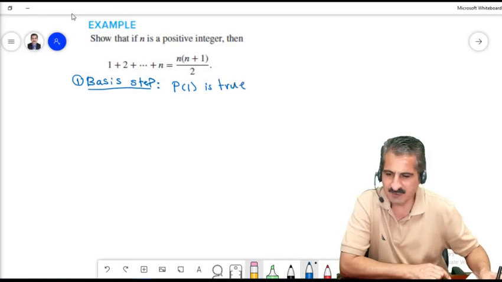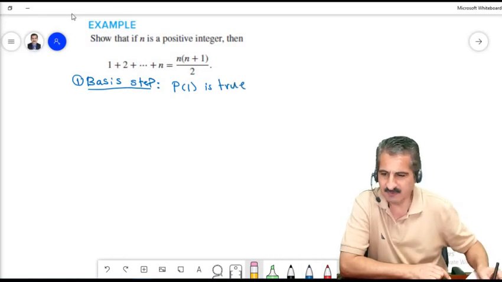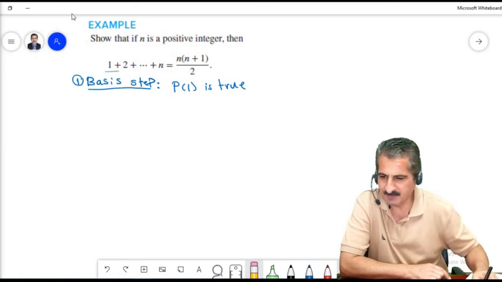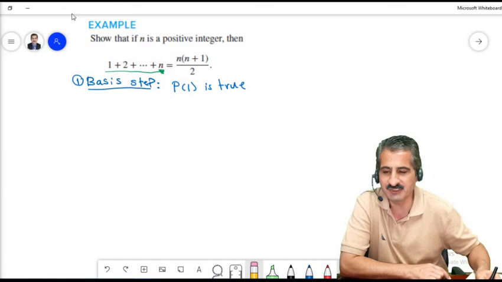What we are trying to prove here. What we will prove here is 1 plus 2 plus 3 plus 4 all the way till we reach some integer, stop at some integer n. That summation equals n multiplied by n plus 1 and then divided by 2.